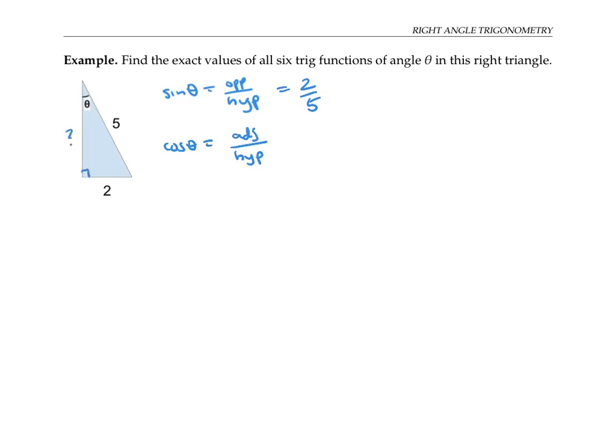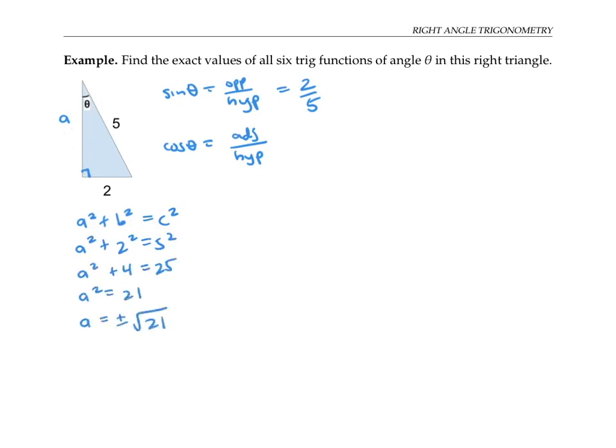Since I have a right triangle here, I know that a squared, call this side length a, plus b squared, where b is the other leg of the triangle, is equal to c squared, where c is the hypotenuse. So here I have a squared plus 2 squared equals 5 squared, which means that a squared plus 4 equals 25. A squared is 21, so a is plus or minus the square root of 21. But since I'm talking about the length of a side of a triangle, I can just use the positive. Returning to my computation of cosine theta, I can write it as adjacent, which is square root of 21, over hypotenuse, 5.